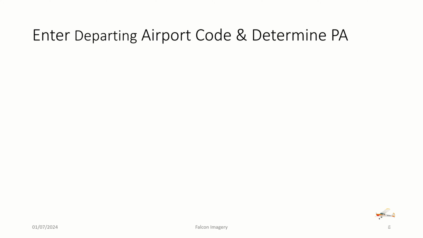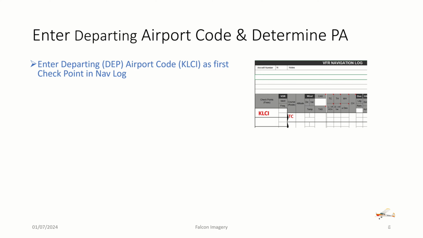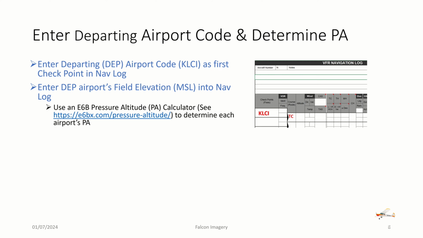Next, we're going to enter the departing airport code and determine its pressure altitude. Enter the departing airport code, KLCI, as the first checkpoint in the nav log, as you can see over here on the right. Enter the departure airport's field elevation in MSL into the nav log. And we're also going to make note of, using the E6B pressure altitude calculator, E6BX, the airport's pressure altitude. We're going to make just a side note of that information because we're going to need it later on for determining the performance climb of the aircraft as we begin this cross-country flight.